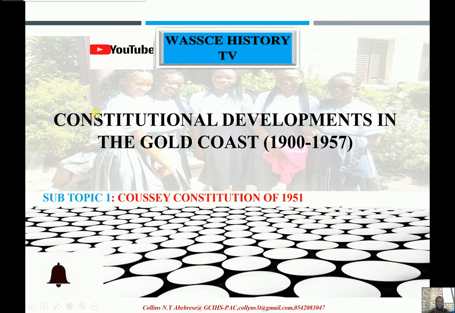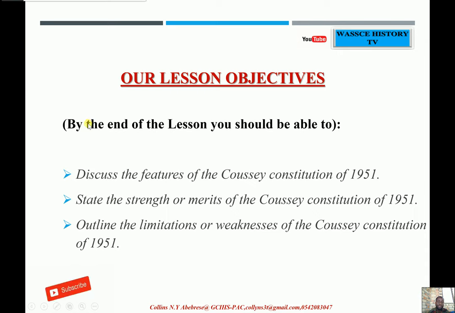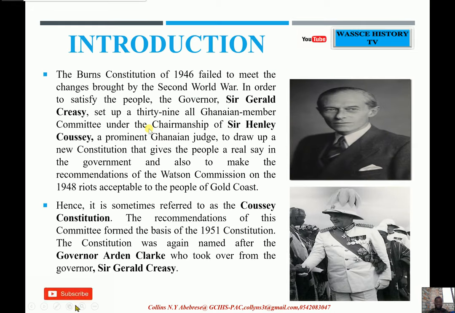So let's look at our objectives. Our lesson objectives for today are that, as we always do, we look at the features of the Coussey Constitution of 1951. Then we would also look at the strengths, the merits of the constitution, and then we also look at some of the limitations or weaknesses of the Coussey Constitution. Even the 1992 constitution that we are still using today has its weaknesses, which we shall look at later on. So every constitution has its own weaknesses and strengths. So let's start with the introduction so that we get ourselves introduced to who these people were.